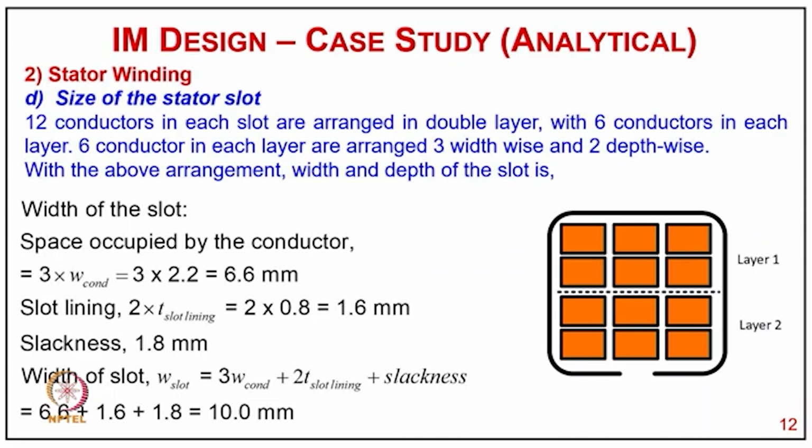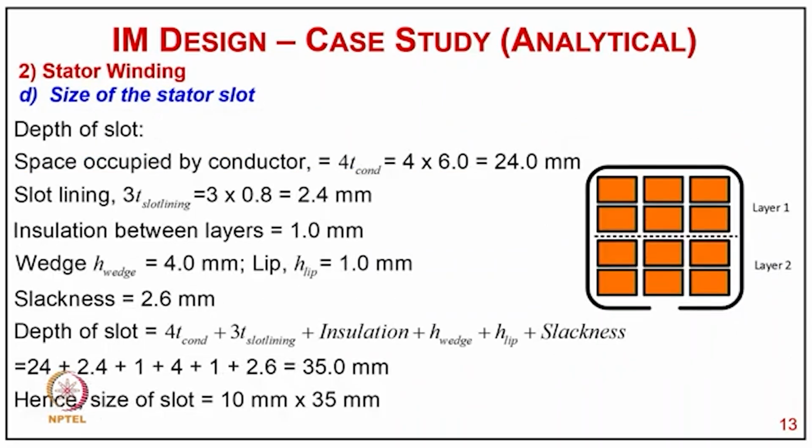With the above arrangement, the width and depth of the slot are as follows. Width of the slot will be the space occupied by the conductors, that is 3 into 2.2, because there are 3 conductors across the width, with the physical dimension including the insulation, so it comes 6.6 millimeter. And slot lining, of course we have 2 slot linings, 2 into 0.8, 1.6 millimeter, and slackness is 1.8 millimeter. So width of the slot will be W slot equal to 3 times the conductor width plus 2 slot lining plus slackness. Keeping the values of all these parameters, it comes 10 millimeter.